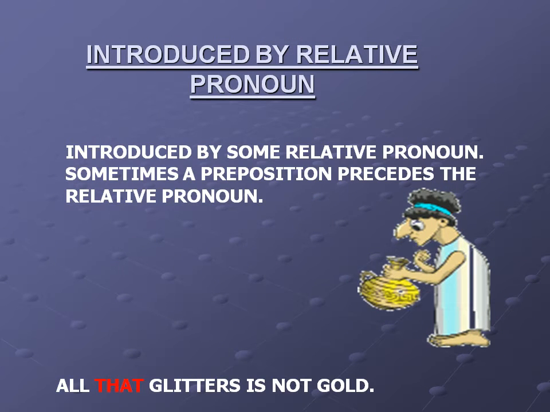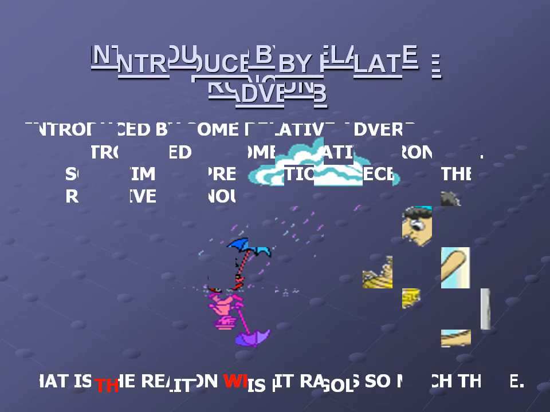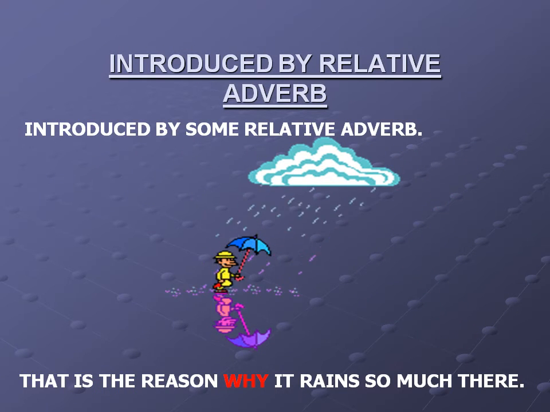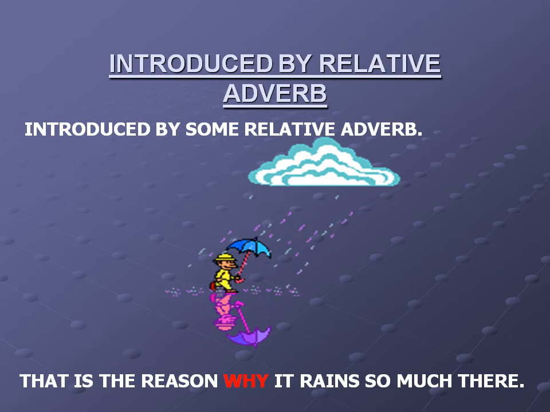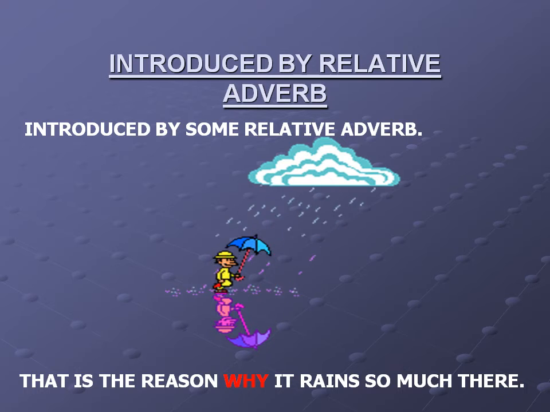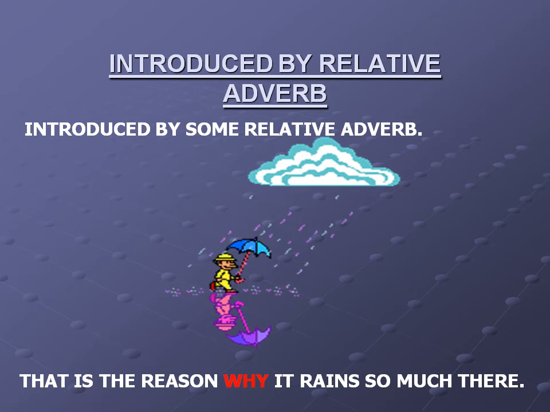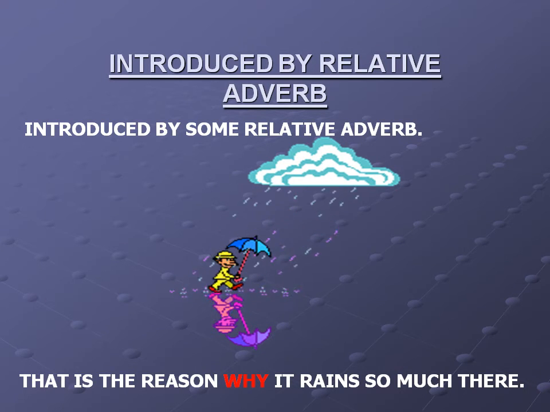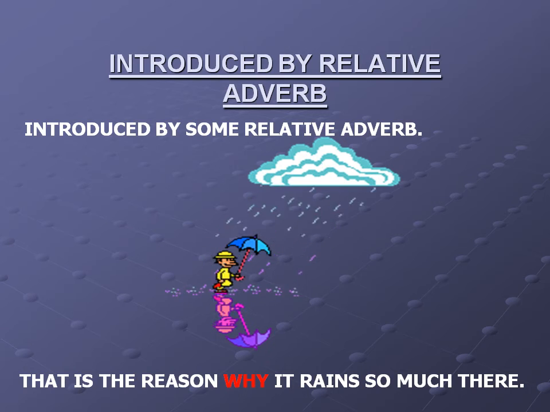Introduced by a relative pronoun. Introduced by some relative pronoun. Sometimes a preposition precedes the relative pronoun. For example, all that glitters is not gold. Introduced by a relative adverb. Introduced by some relative adverb. That is the reason why it rains so much. In this example, why is a relative adverb.